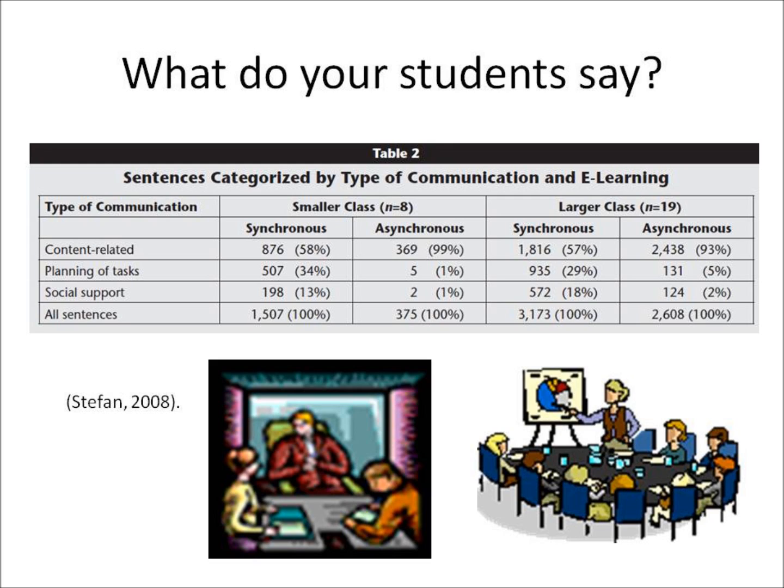We also can see that in a synchronous classroom, the students use more sentences focused on planning of tasks, and social support. In discussing what they need to do, what they've done in their classroom, they focus more on those kind of conversations than the asynchronous class focuses on.